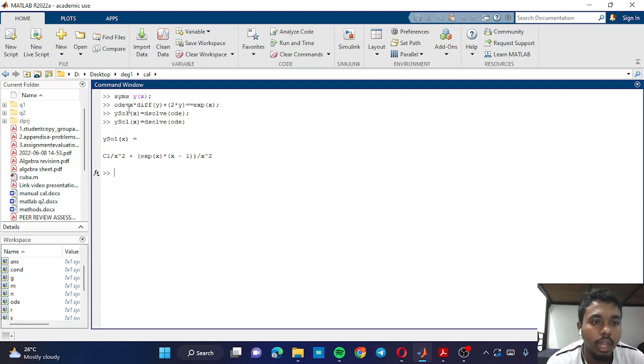Alright, so for the simulation, I use syms y in terms of variable x, and then for the equation, I declare ODE equal to x to the power times differential y plus y to the power of y equal exponent x, and then I will solve it. y dsolve x equal to this of ODE, and y dsolve this of ODE. So I get this answer, and it was the same just like a manual calculation.